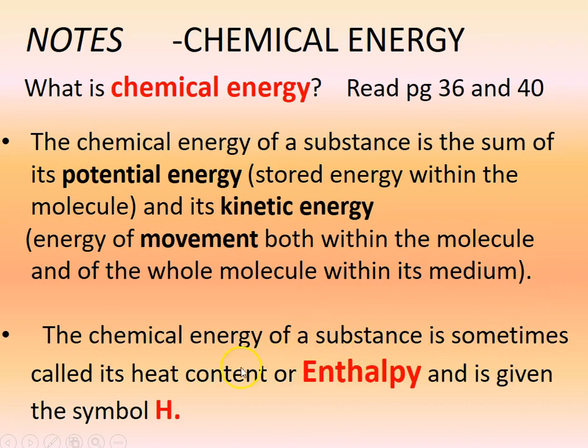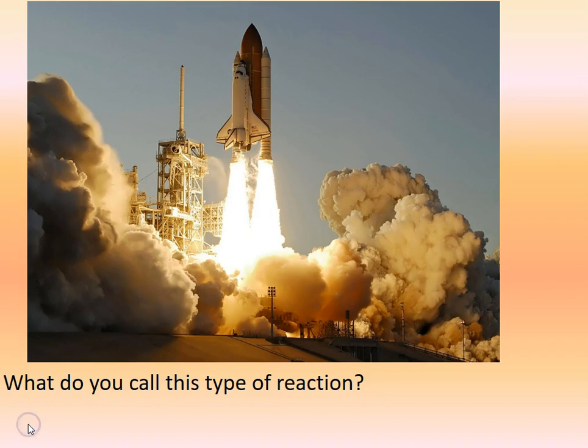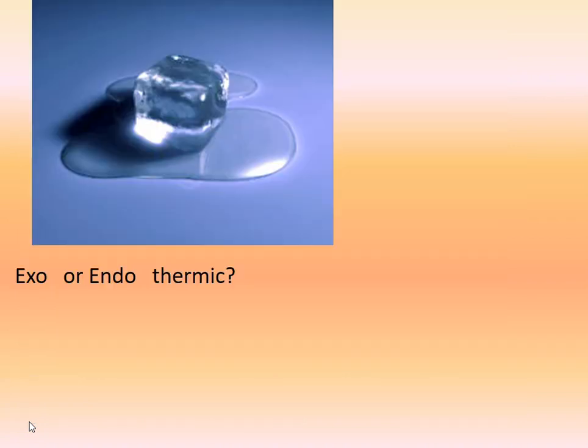The chemical energy of a substance is sometimes called its heat content or enthalpy. So we call H enthalpy. Exothermic reactions are when heat is given off. Exo, like exits, given off. Endo, like coming in, so you take it in. And thermic is referring to heat. A thermometer is something that measures heat. Easy one. Is it exo or endo, this type of reaction? It's a combustion reaction. It's obviously exothermic. It's releasing a lot of heat.